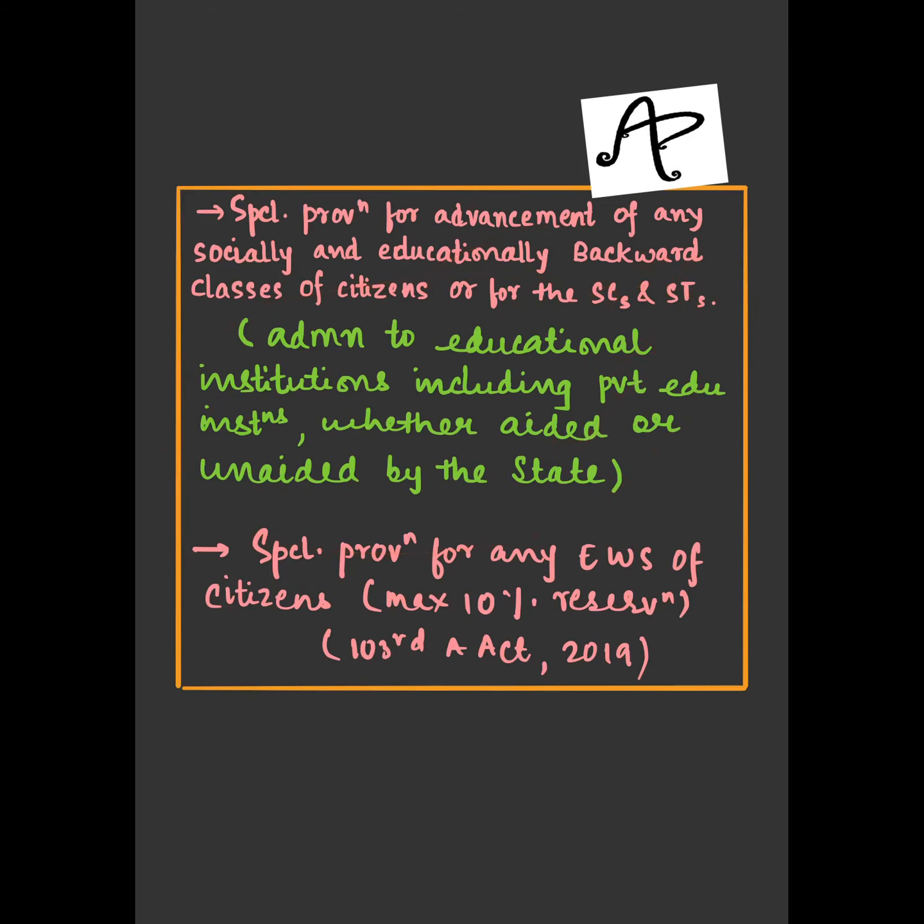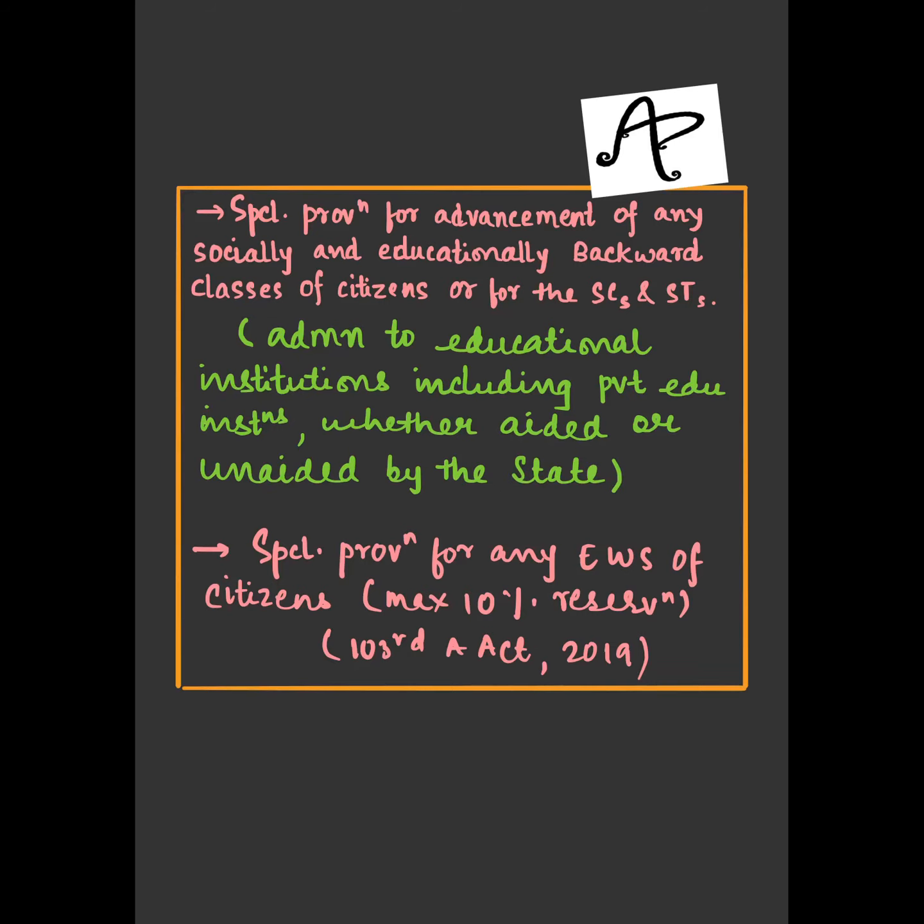for the special provisions with respect to socially and educationally backward classes, or for SCs and STs, scheduled castes and scheduled tribes. Then we see clause 6, which is a recent addition. It was added by the 103rd Amendment Act 2019. So it says about the special provision for the advancement of the economically weaker section, EWS. 10% reservation आप इनको दे सकते हैं, ठीक है, maximum 10% reservation.